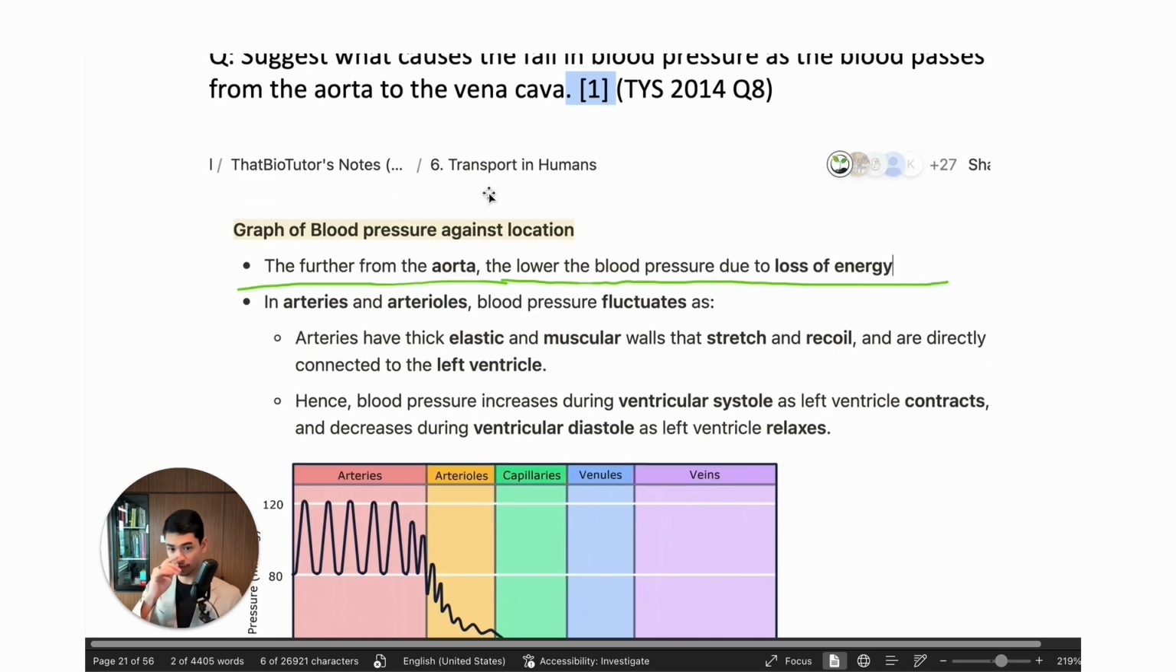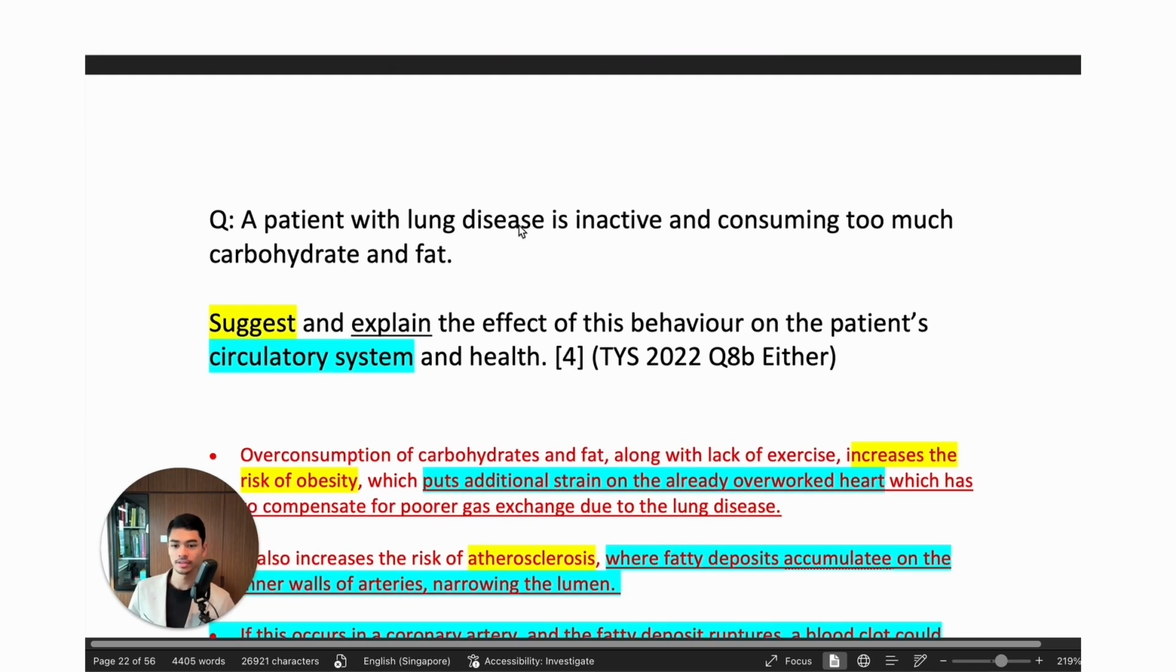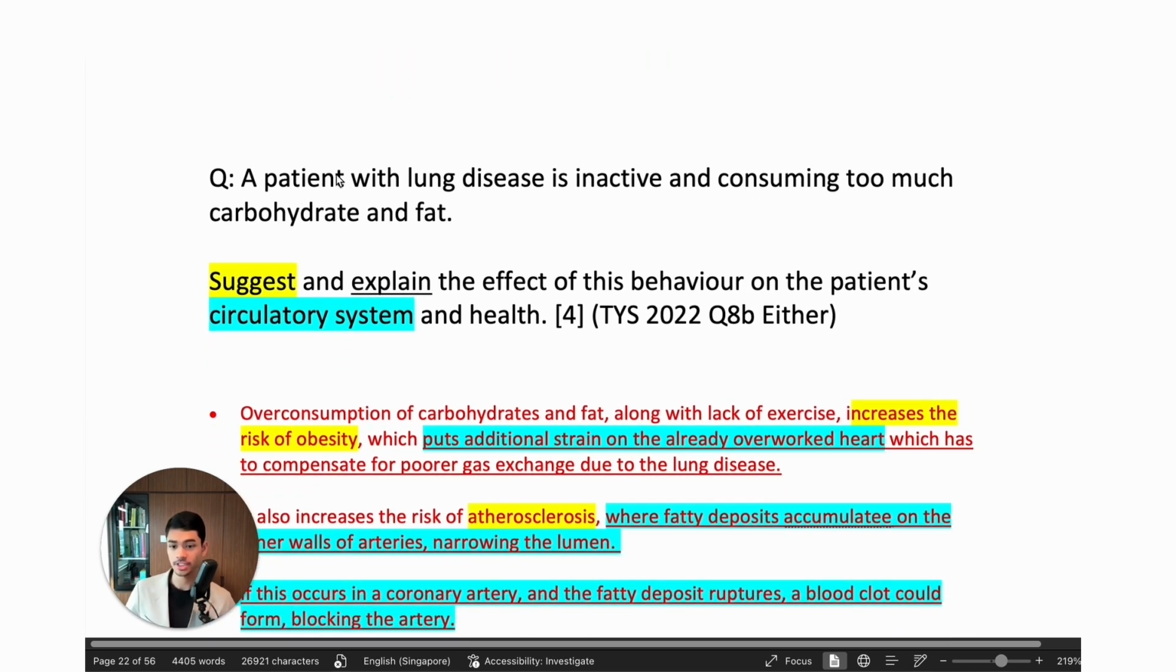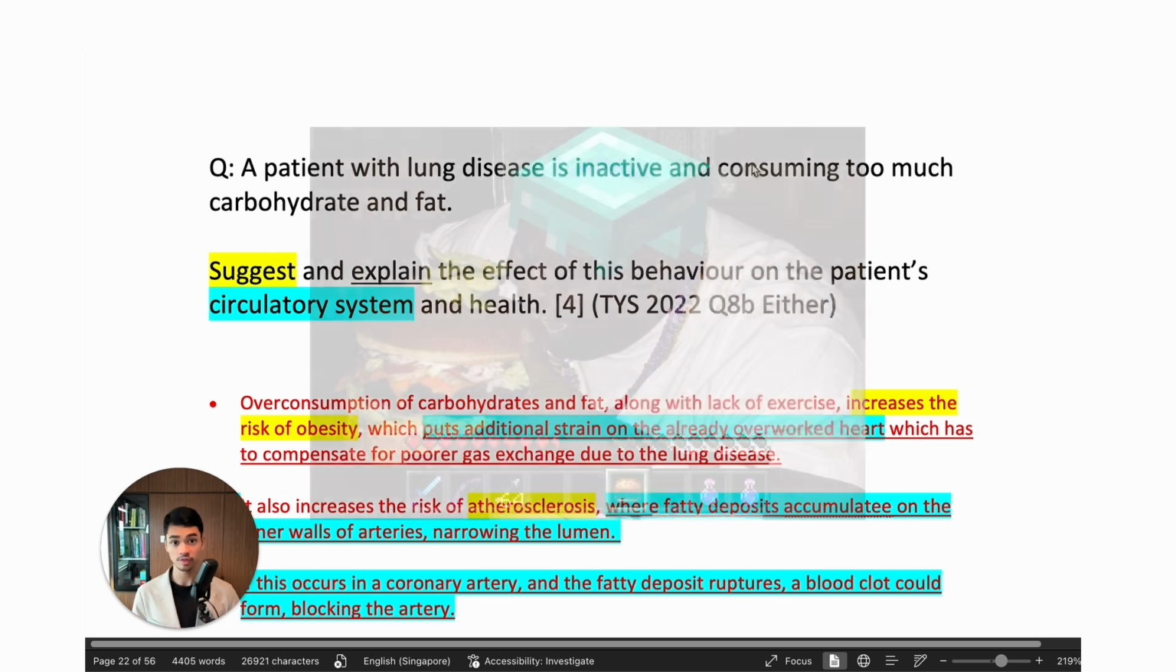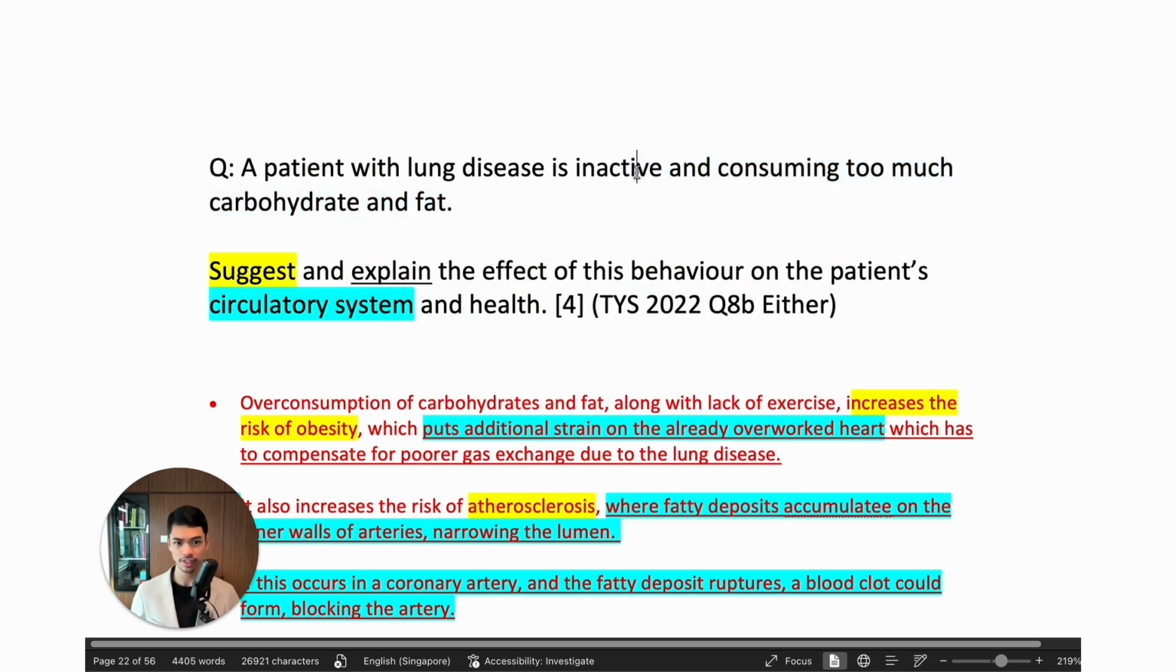Okay, let's go to more difficult suggest questions. Let's look at another example. A patient with lung disease is inactive and consuming too much carbohydrate and fat. Okay, so they're not moving, they're not exercising, they're eating too much. Suggest and then explain, give bio content reasons, the effect of this behavior on the patient's circulatory system and health. So first let's suggest what will happen for such a person. Okay, inactive and eating too much.